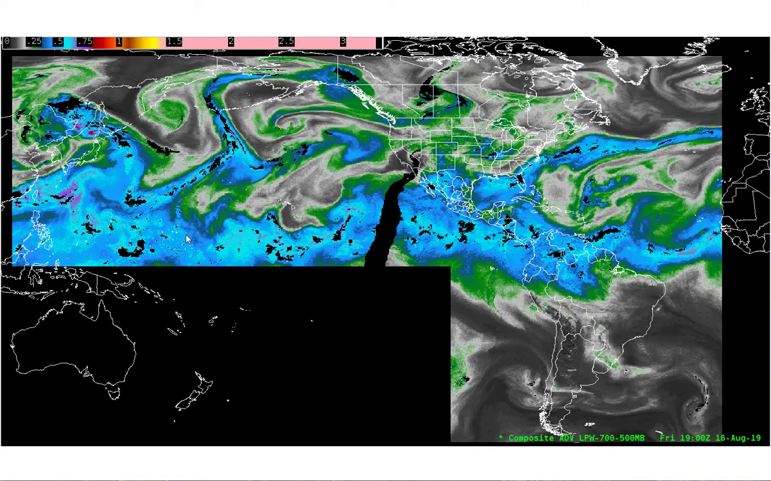Here's the domain for the ALPW product. It's quite large. Extends over the North Pacific and down into South America. It's not global yet, but there are plans to make this a global product.